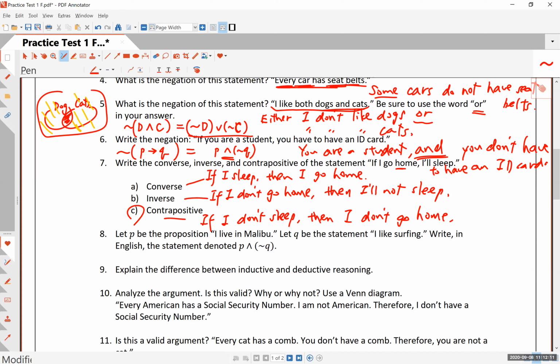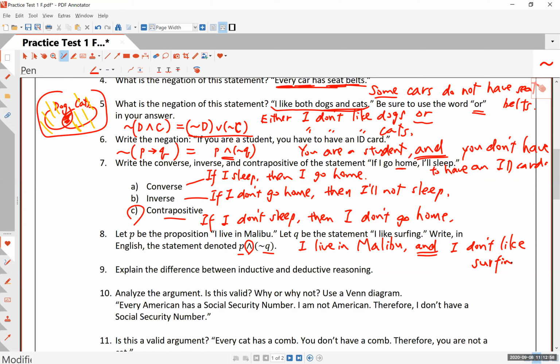Okay, number 8, let P be the proposition, I live in Malibu, sounds good, and Q, the statement, I like surfing. Write in English the statement, P and the negation of Q. So that would be saying, I live in Malibu. Now remember, this actually does represent an English word, a very important English word, logically speaking. So you have to have the word and in your answer, because that's a conjunction that you are making. There's no if in there. I live in Malibu and the negation of Q, I don't like surfing.